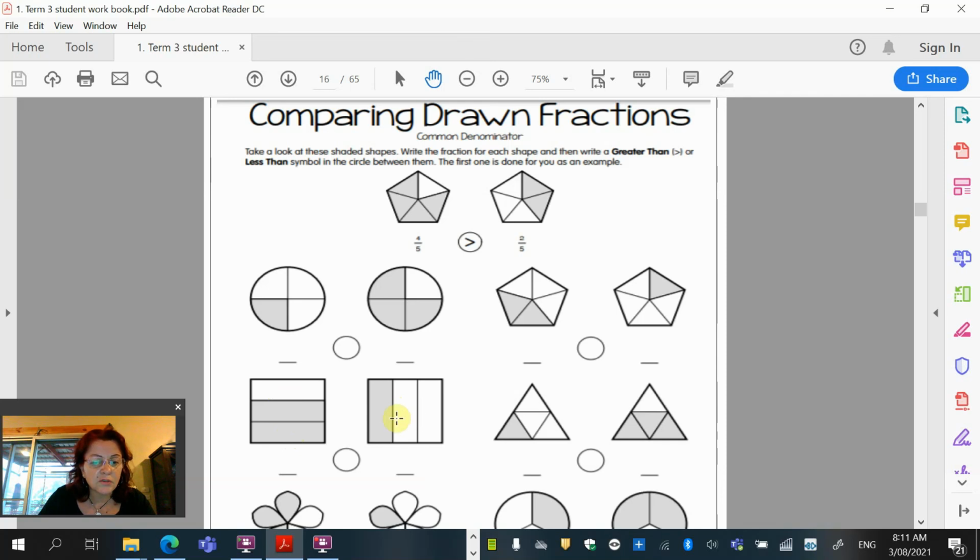So what are we going to use? Greater than or less than? Aha! Who remembered equal? They're equal, aren't they? They're the same. So we just do an equal sign.